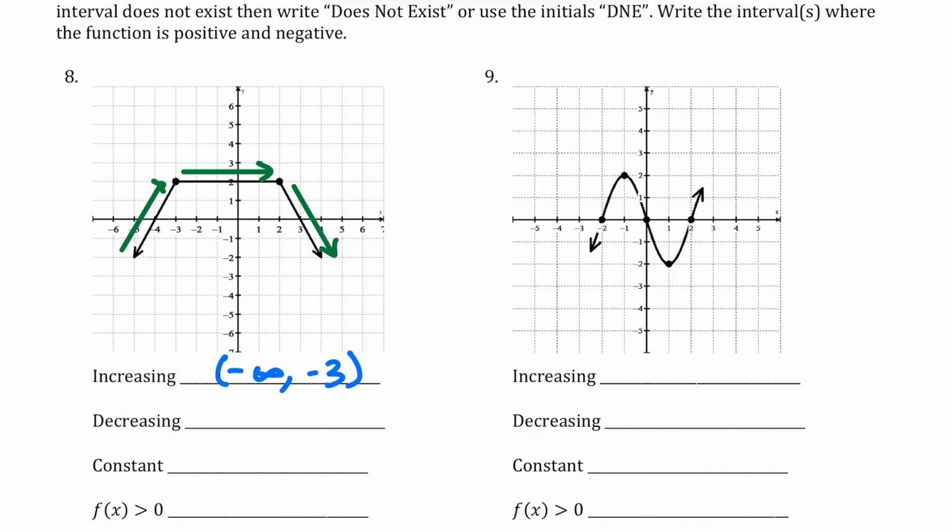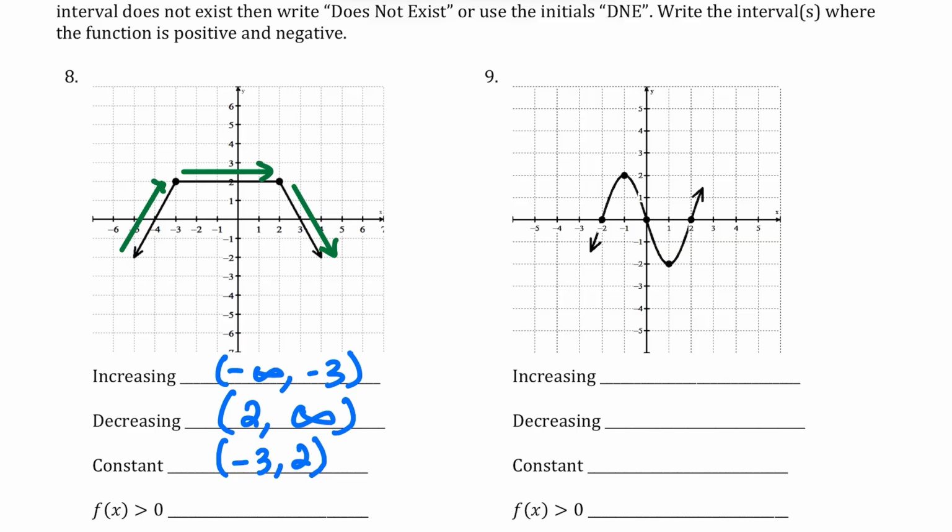So where does this decrease? Well, it starts decreasing at 2, and it just keeps decreasing forever until it gets to infinity. When is it constant? When is it all the same? Well, if you see that horizontal line, it starts at -3 and then goes to +2. So these are intervals of x's that show where our graph is increasing, decreasing, or staying constant.